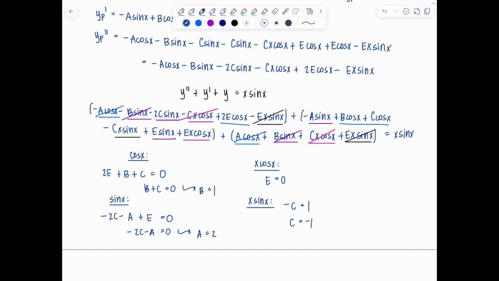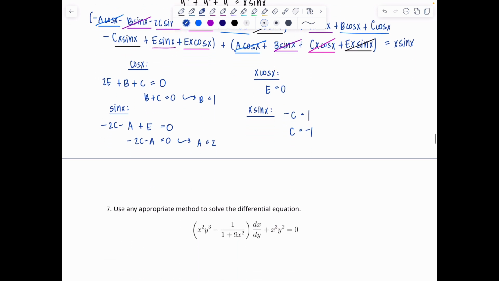Woohoo! Okay, let's put it all together. So y equals c1 e to the negative x over 2 cosine of rad 3 over 2 x. Again, they could have factored out the e to the negative x over 2. I don't care. c2 e to the negative x over 2 sine of rad 3 over 2 x plus 2 cosine x plus sine x minus x cosine x.